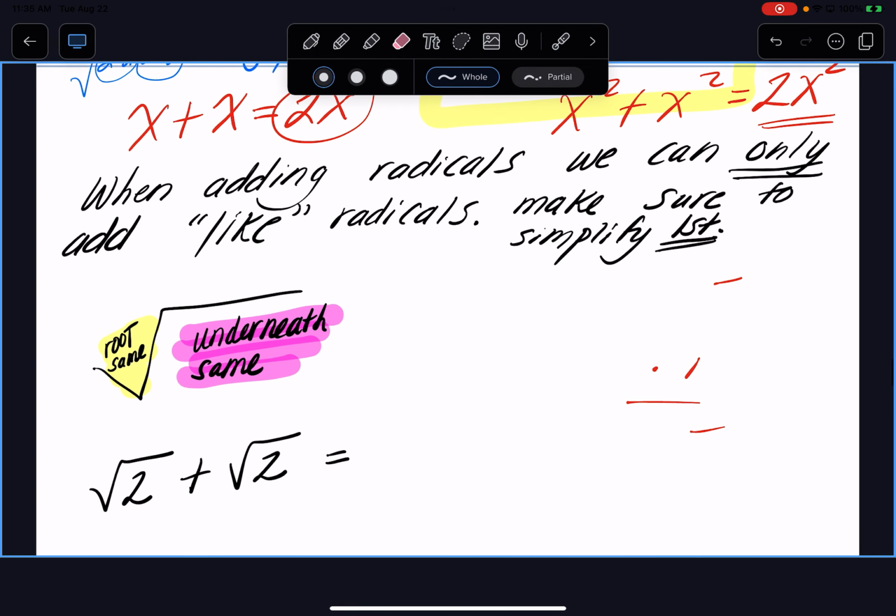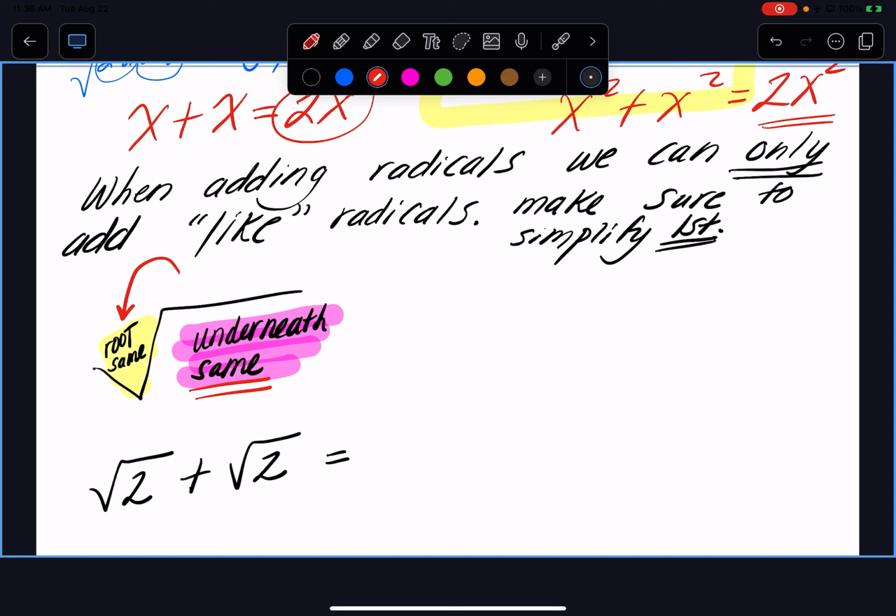All right, so now write this down. To add radicals together, you can only add up like radicals. What makes it a like radical is the root is the same and underneath is the same. I'm confused why people aren't writing that down. You guys suck at taking notes. Sorry. Shots fired.